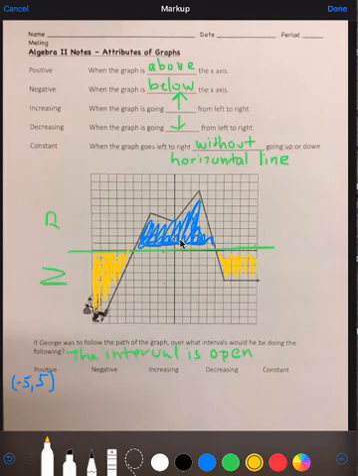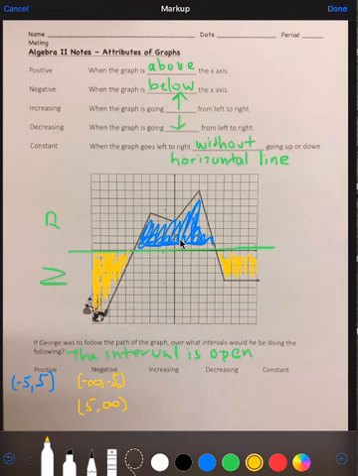So in this case, we have two different intervals that are negative. The first one is to go from left to right, negative infinity to -5, and it's open. And then from 5 to infinity. So those are the two parts of the graph that are negative.